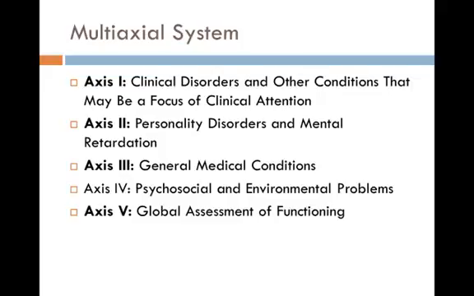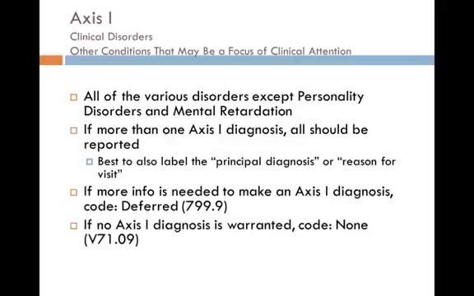Axis 3 relates to general medical conditions. Axis 4 has a focus on psychosocial and environmental problems. And Axis 5 looks at global assessment of functioning. So just to further unpack Axis 1, which relates to clinical disorders as well as other conditions that may be a focus of clinical attention, we know that it deals with all of the various disorders except personality disorders and mental retardation. If more than one Axis 1 diagnosis exists, it should be reported.